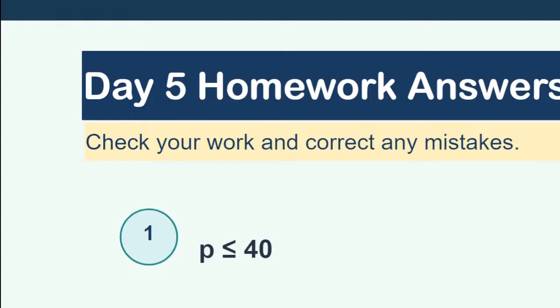Number 1, P is less than or equal to 40. Number 2, C is greater than 100. Number 3, W is less than 15. And then number 4, H is greater than or equal to 8. Number 5, H is greater than or equal to 52. Number 6, P is less than 25. If you missed one, explain the correction you used.